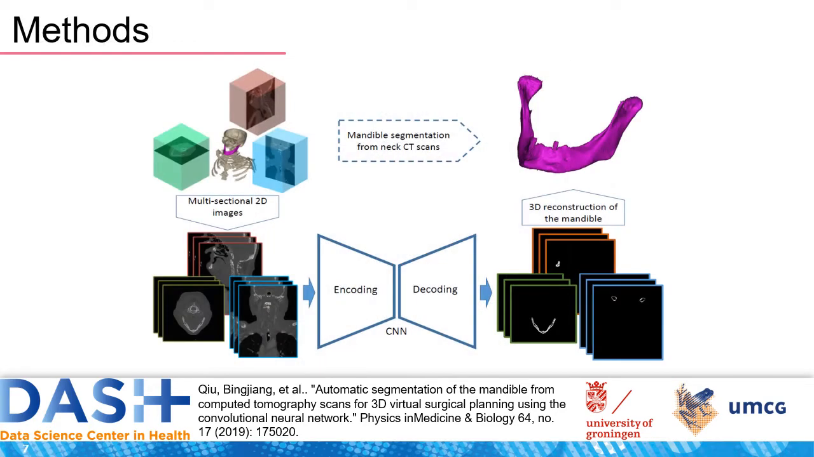Therefore, we propose a multi-planar training strategy for mandible segmentation. We separate the CT scan into axial, sagittal, and coronal planes, respectively, and then feed the data to the neural networks. Then we can get the binary images from the output of each neural network. Finally, we can stack and combine the binary images into the 3D model.